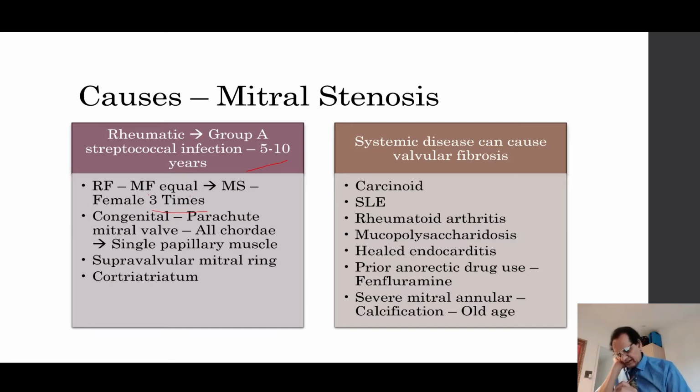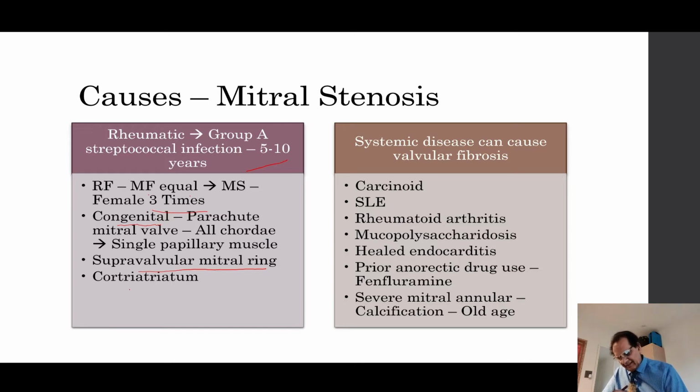Parachute mitral valve, a congenital mitral stenosis, is seen but less often. All the chordae are inserting into a single papillary muscle. A supravalvular mitral valve ring should be looked into. It is important.